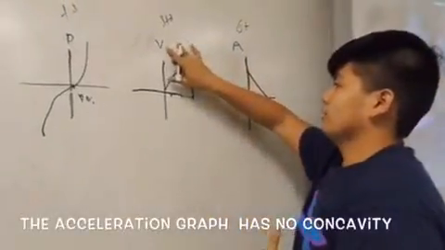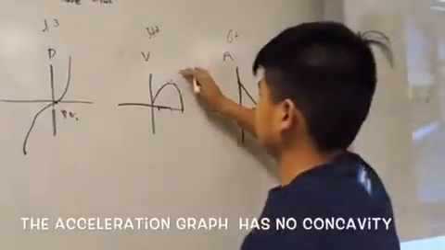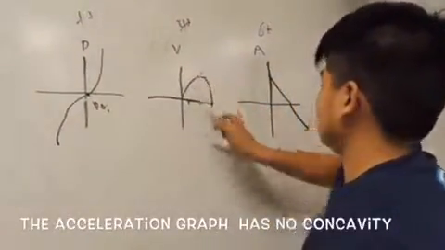Going to the velocity graph, right? There's nothing here, right? There's no POIs or anything because it's going straight down. So this whole thing is concave down, right?